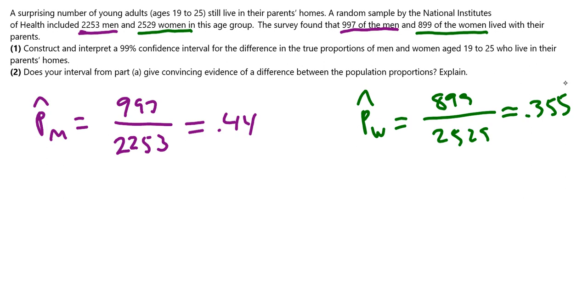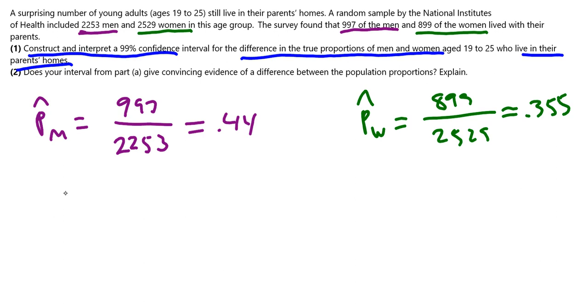We're going to do a little better than that today. We're going to find a confidence interval. So construct and interpret a 99% confidence interval for the difference in the true proportions of women and men who still live in their parents' homes. There's no H0 and HA in a situation like this. You go straight to your assumptions.